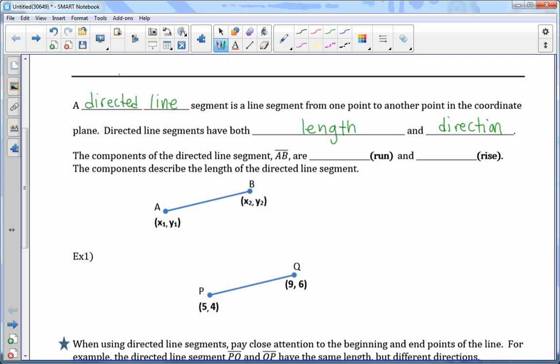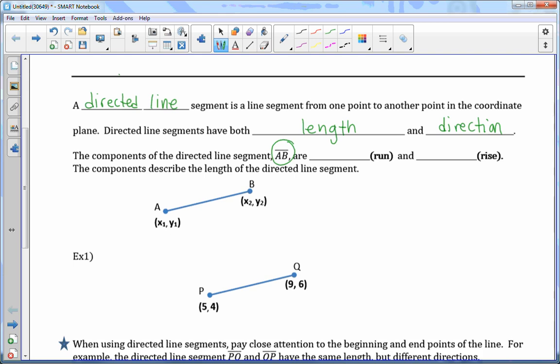The components of the directed line segment AB are a run and a rise. What do you think the run is of A to B? Notice A came first and tells you the order. A first, going to B.